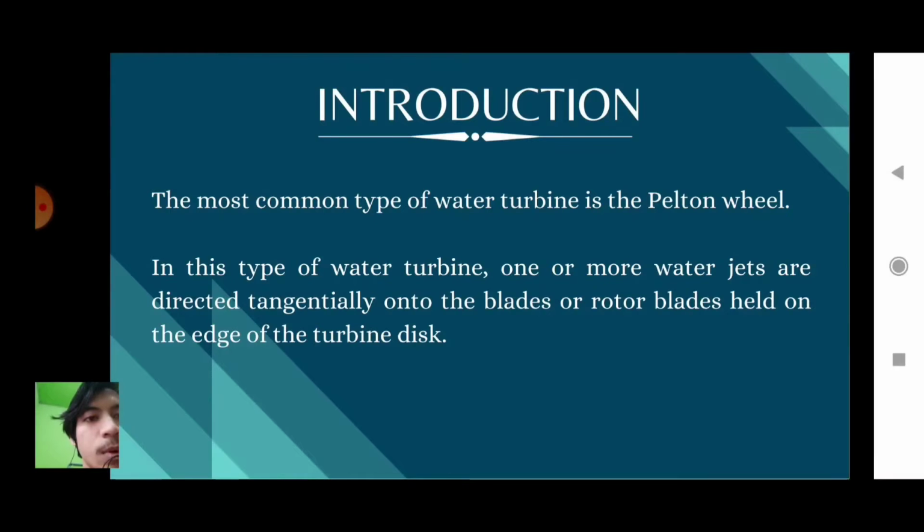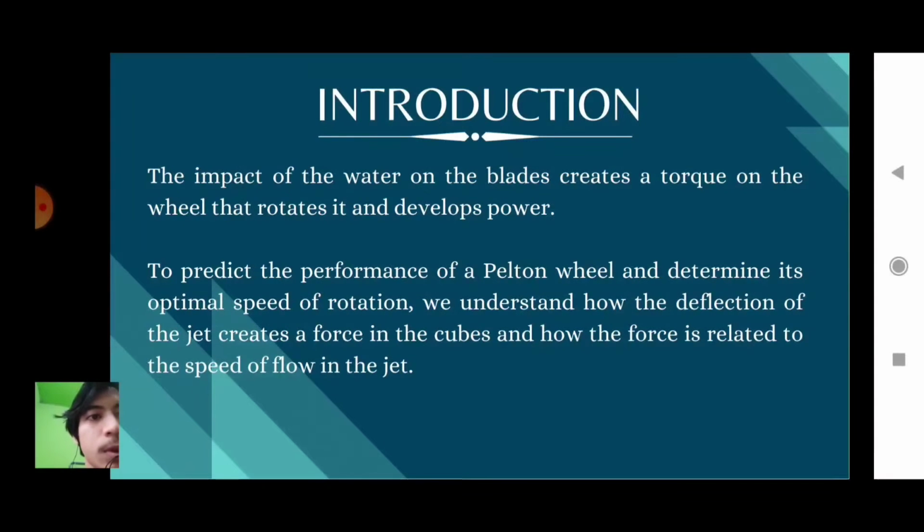In this type of water turbine, one or more water jets are directed tangentially onto the blades or rotor blade held on the edge of the turbine disc. The impact of the water on the blades creates a torque on the wheel that rotates it and develops power.